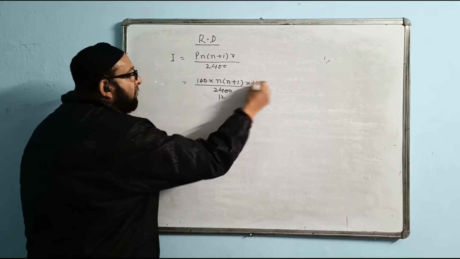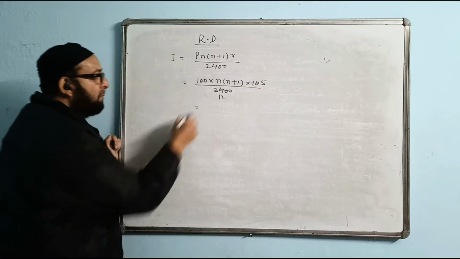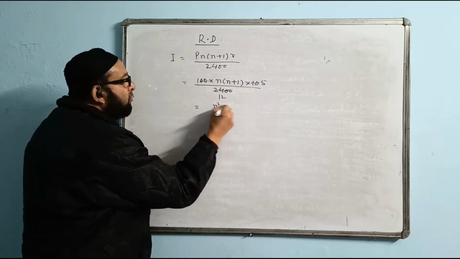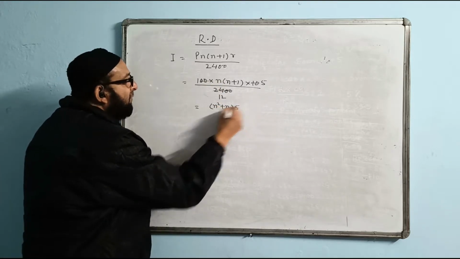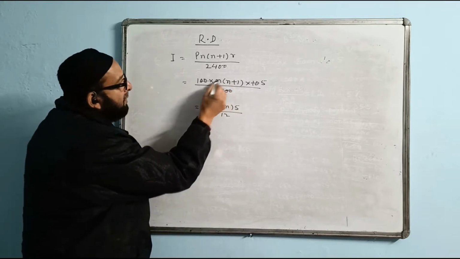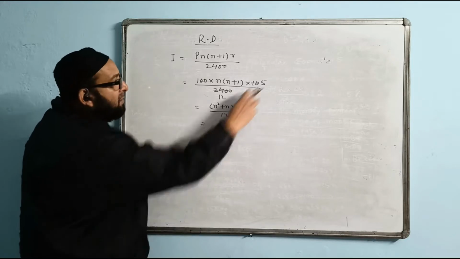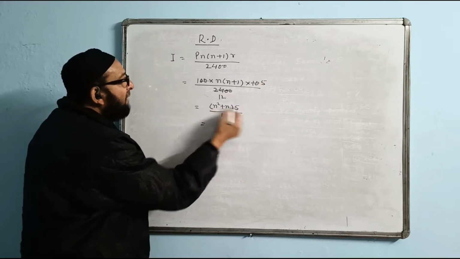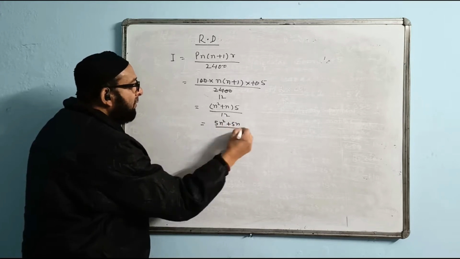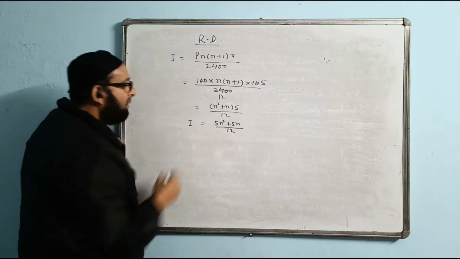2 12s are 24, 2 5s are 10. N I multiply here become n square plus n. Here 5 upon 12. N into this I did. And this 5 I will just copy. With 5 I will multiply and open bracket. You get 5n square plus 5n by 12. This is the value of I.